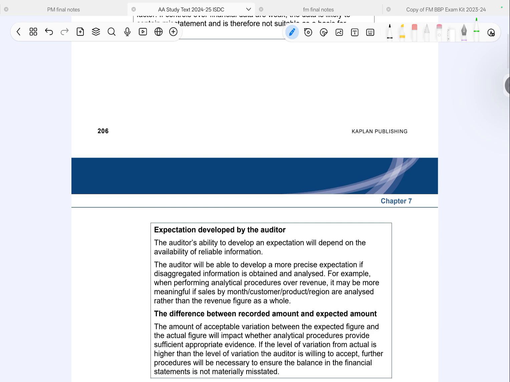Okay, so first, developing an expectation. The auditor can only create a good expectation if data is reliable. And here's a smart trick: the more detailed the data, the more accuracy.